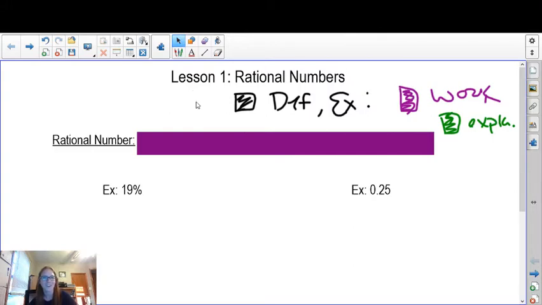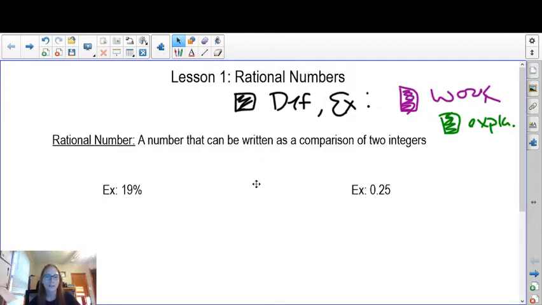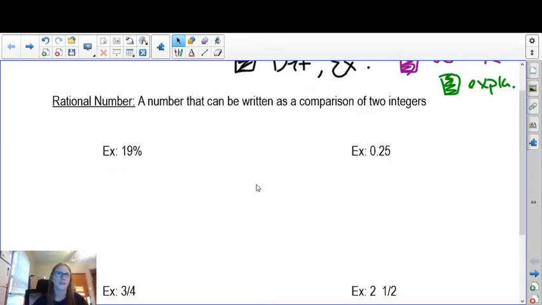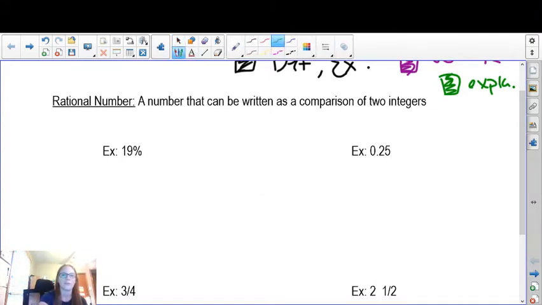All right, let's get into notes. So rational numbers. What is a rational number? A rational number is a number that can be written as a comparison of 2 integers, and we know integers are different types of numbers. So my first example is 19%. We can say that 19% can be written as 19 over 100, because 19, the percentage, over the total percentage of 100.